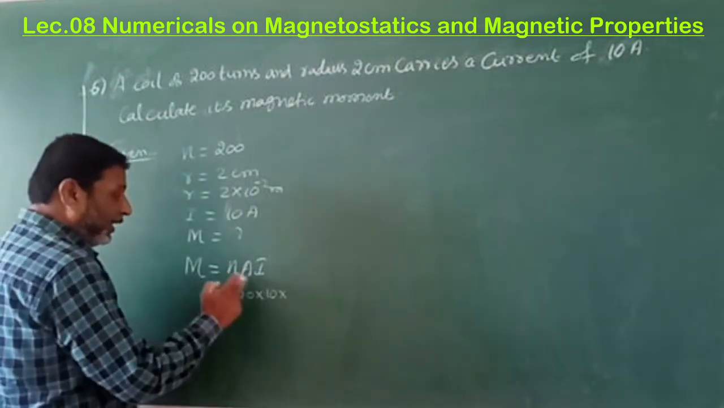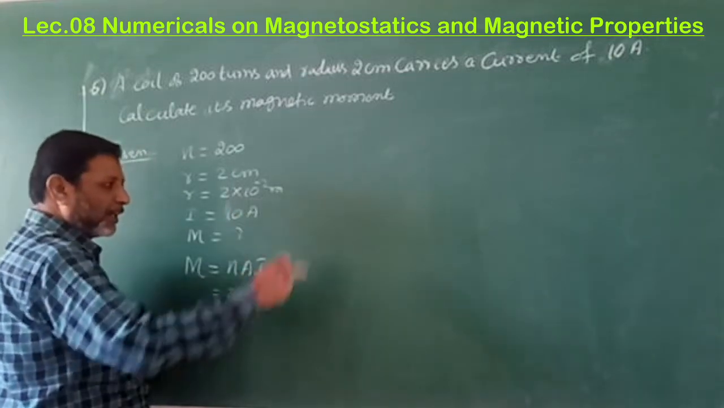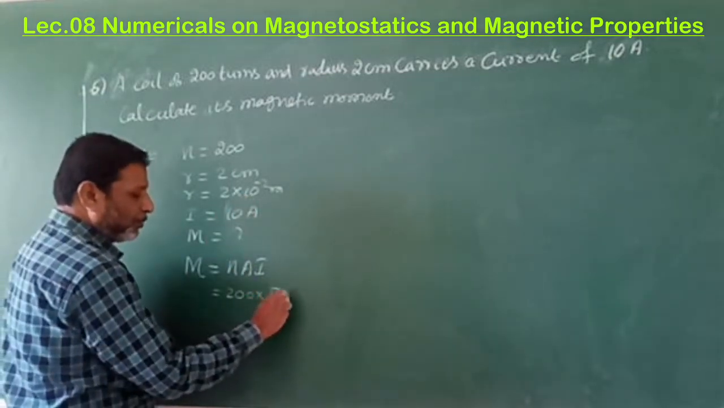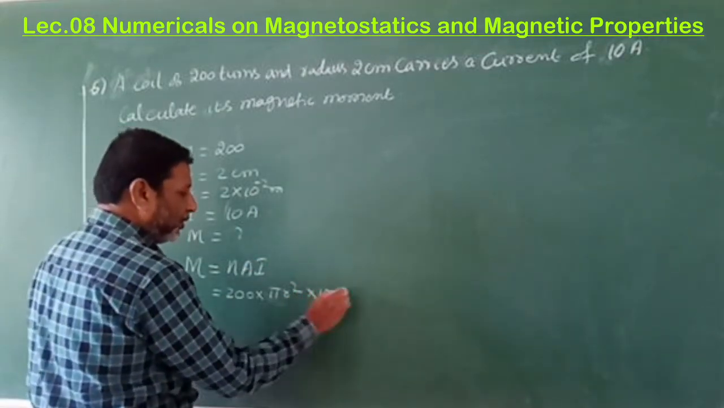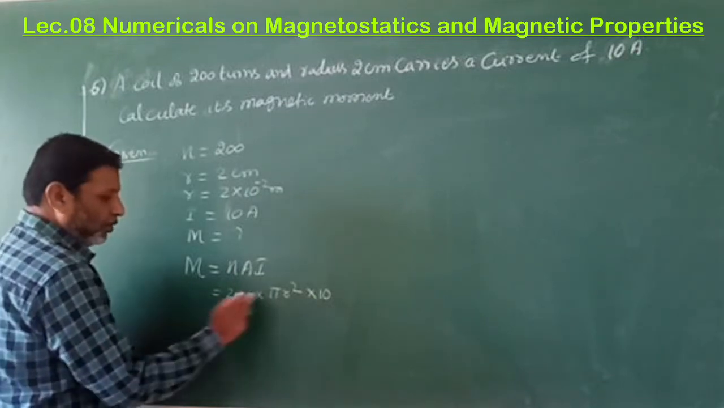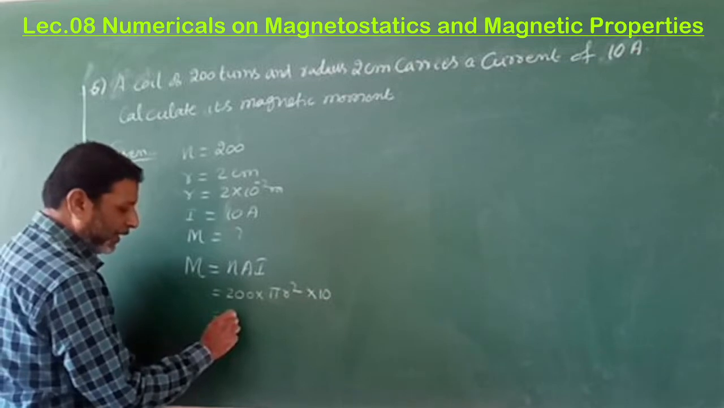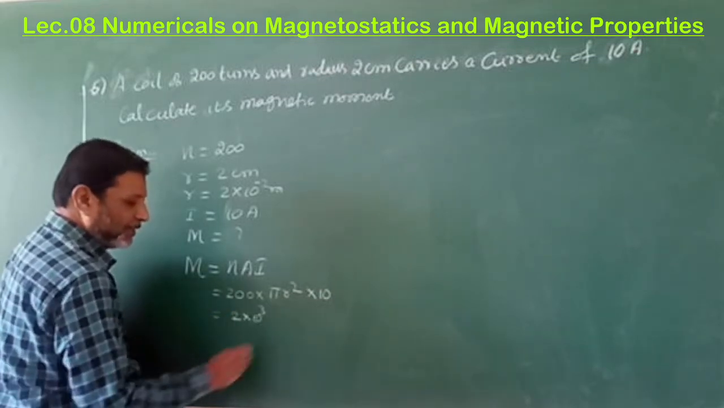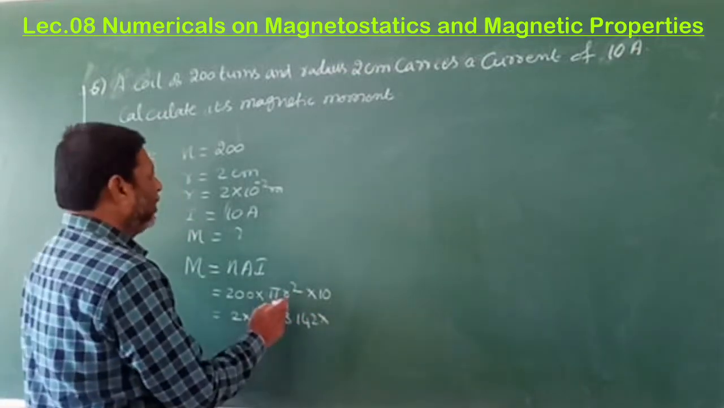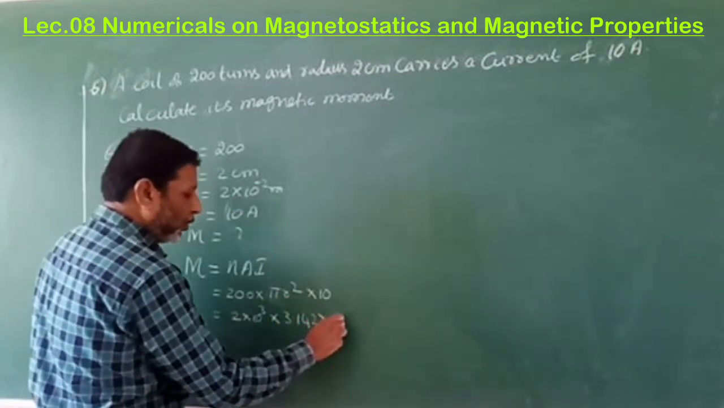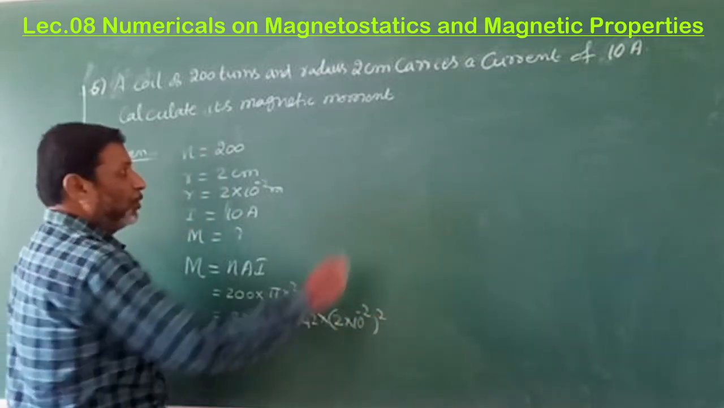Here the area is not directly given to you, sorry. Then the area of the circular conductor, the area of a circle formula is what? Pi r square, isn't it? This into the current, it is equal to 10. Now 200 into 10 is 2000, you can write directly 2 into 10 raised to 3, into 3.142 into the radius value, it is given 2 into 10 raised to minus 2, whole square.